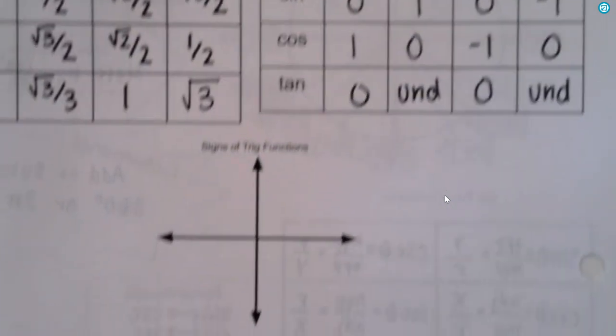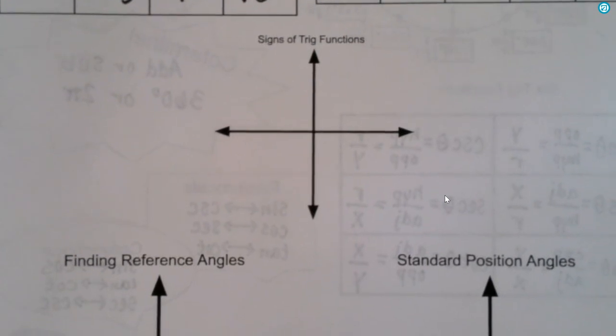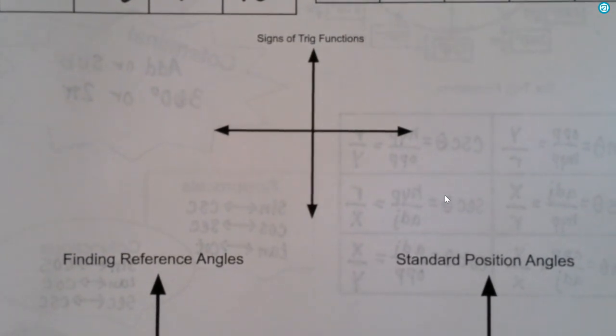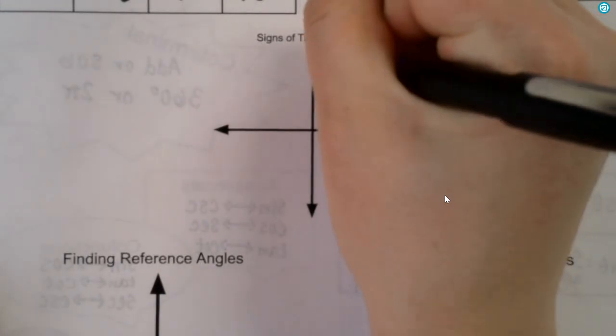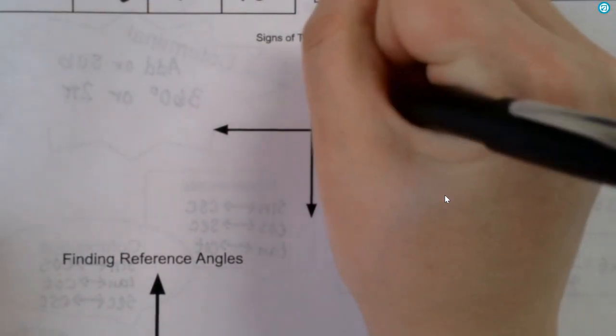Okay. So we've got 3 more things to talk about. Next one we want to talk about is our signs of our trig functions. That's the one that we use All-Star Trig class for as our mnemonic. So all of our trig functions are positive in quadrant 1.